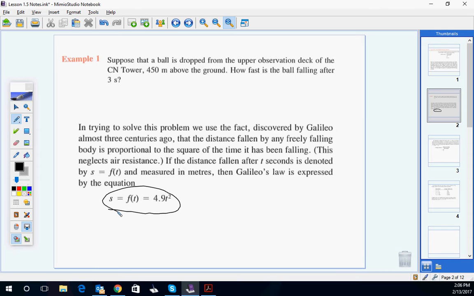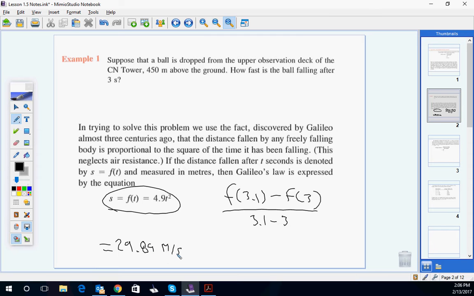So for example, we're going to do the easy one first. We're going to do f of 3.1. I picked 3.1 because it's close to 3. Minus f of 3, because that's the time we're looking at, all over 3.1 minus 3. So this is a roughly close gauge to what's happening at that time point. When you plug these in and work this out mathematically, it works out to 29.89 meters a second. Okay, that's the speed at that given time point. But that's our rough estimate, right?